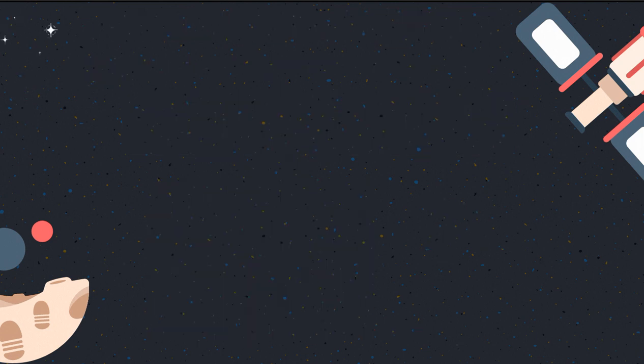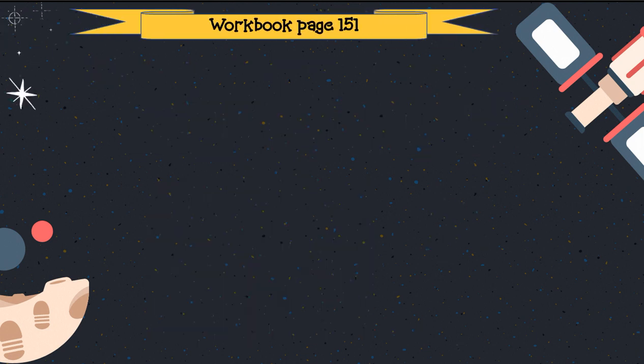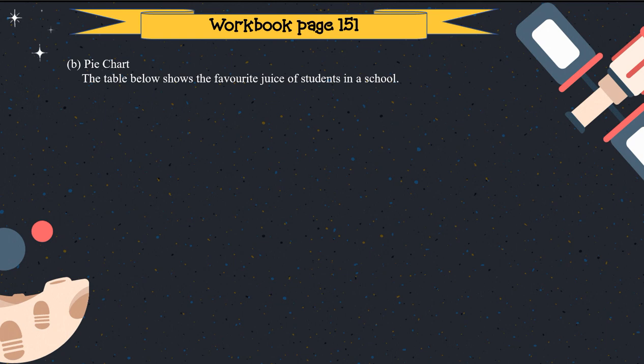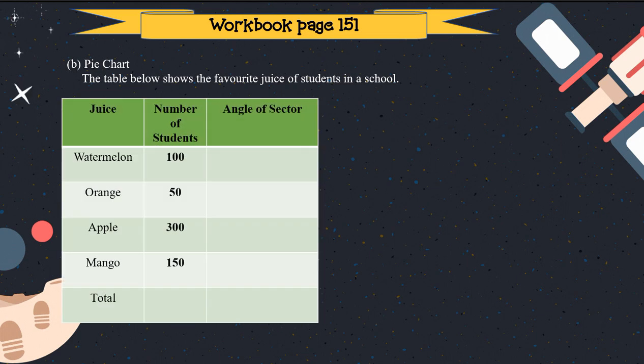Okay, next, workbook page 151. Pie chart. The table below shows the favorite juice of students in a school. So this is the table given. Number of students who like watermelon is 100, orange is 50, apple 300, and mango is 150.